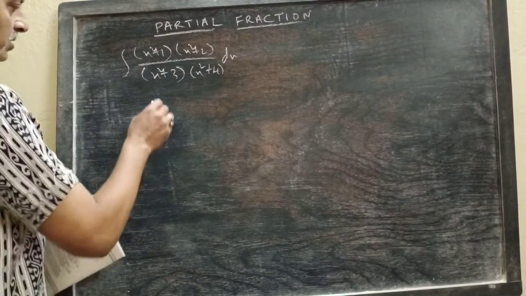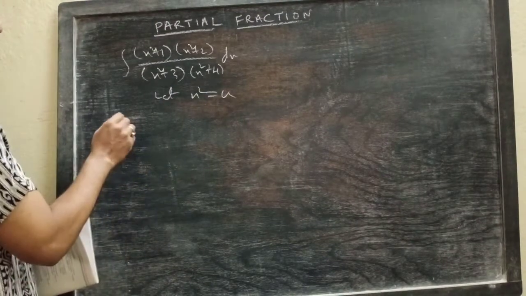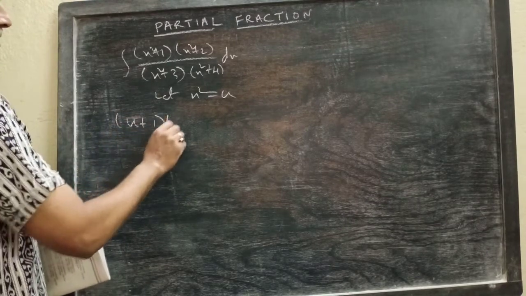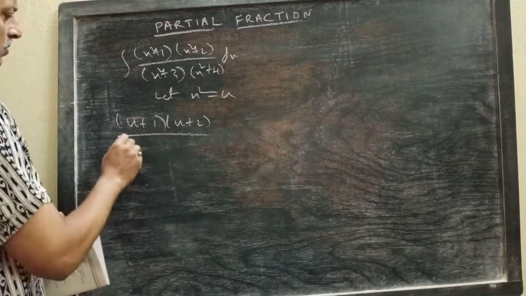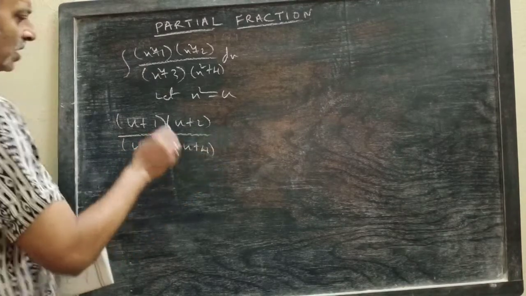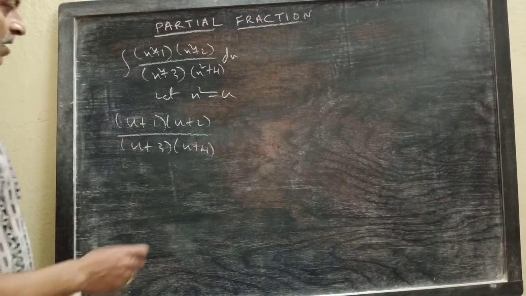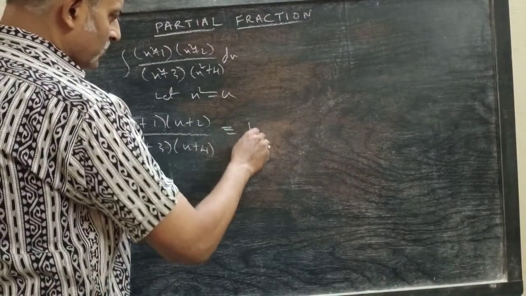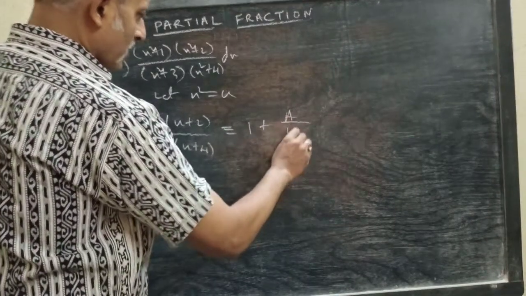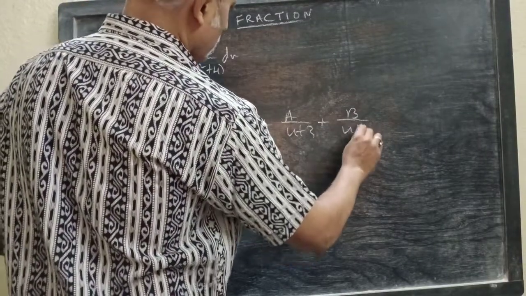So here, if we take x square equals to u, then our fraction becomes (u plus 1) into (u plus 2) by (u plus 3) into (u plus 4). Now note the fact that both the numerator and denominator are polynomials of equal degree. So it can be decomposed as 1 plus a by (u plus 3) plus b by (u plus 4).